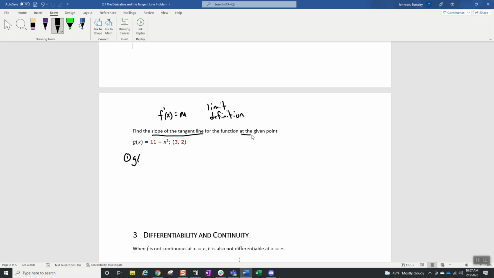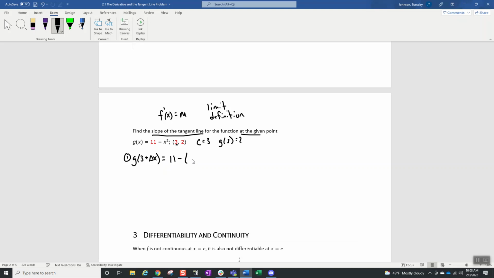If it's at the given point, though, I don't know. I might use c equals 3 and g of 3 equals 2. So maybe I'll do this with 3 plus delta x. That way I'm using numbers and not variables, and maybe it'll be easier. Here's a tip. It won't be. It's still just the same nightmare algebra.